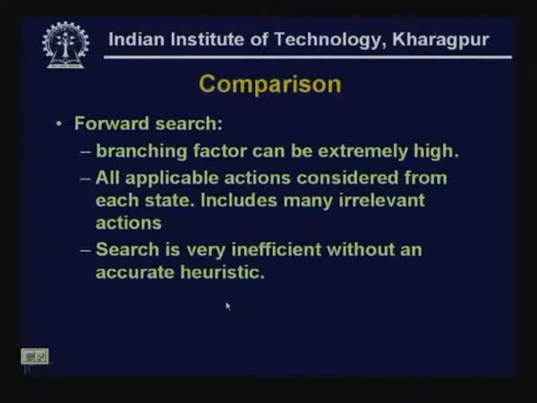In a forward search, typically the branching factor can be extremely high. All applicable actions have to be considered from each state, and typically they may include many actions which are irrelevant. Suppose my objective is to bake a cake. Now, going to a movie is an action which I can perform at the initial state, but whose effects are irrelevant to the goal of baking a cake. So, search is very inefficient. If we have a forward search, typically search would be very inefficient unless we use a very accurate heuristic.